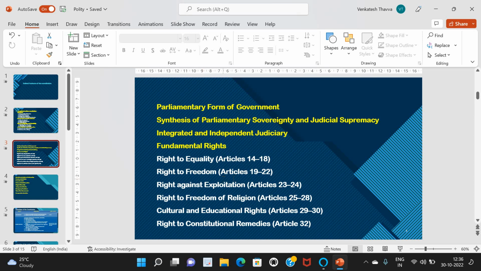Right to freedom, between Article 19 to 22. Right against exploitation, between Article 23 to 24. Right to freedom of religion, between Article 25 to 28. Next, cultural and educational rights, between Article 29 to 30. Next, right to constitutional remedies, Article 32. These all come under fundamental rights.